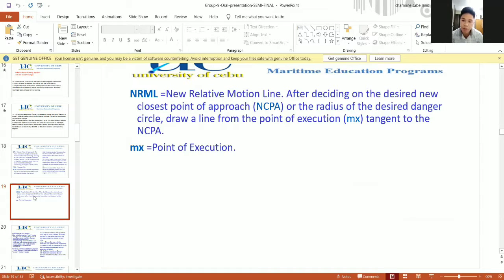NRML, new relative motion line. After deciding on the desired new closest point of approach, or the NCPA, or the radius of the desired danger circle, draw a line from the point of execution, MX, tangent to the NCPA. MX is known as the point of execution. Next slide, please.